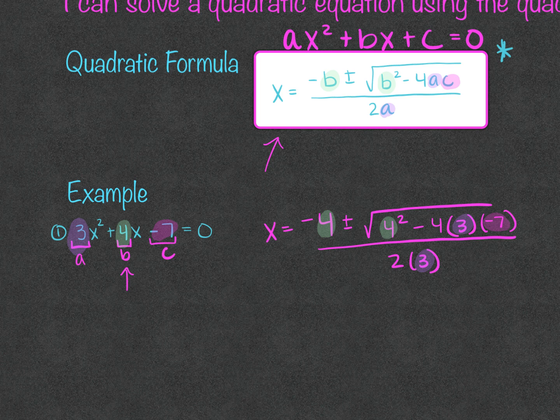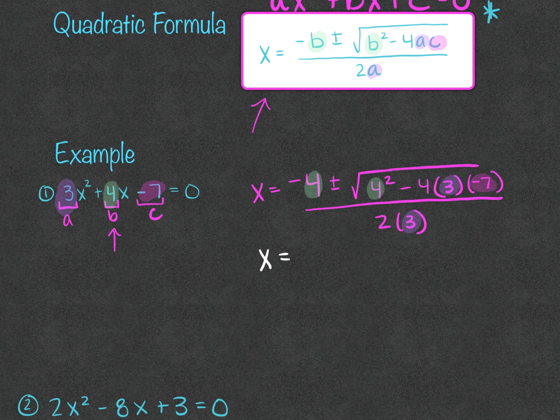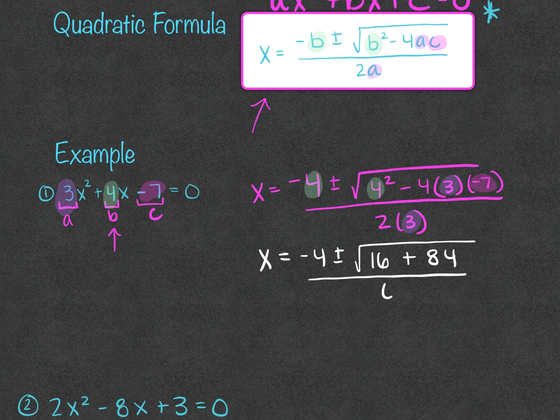From here, we're going to take our time simplifying this. So we have x equals -4 plus or minus. We're going to start simplifying the middle. So 4 squared is 16. And then we're going to multiply these three numbers out. So -4 times 3, and then that times -7. So -4 times 3 is -12. -12 times -7 is positive 84. And then all over 2 times 3, which is 6.